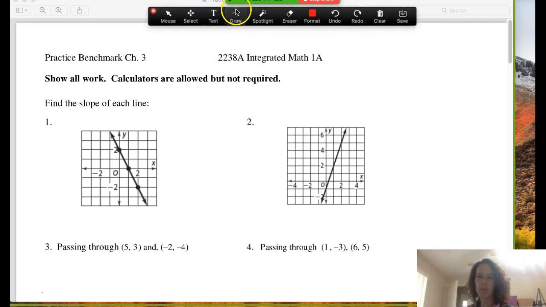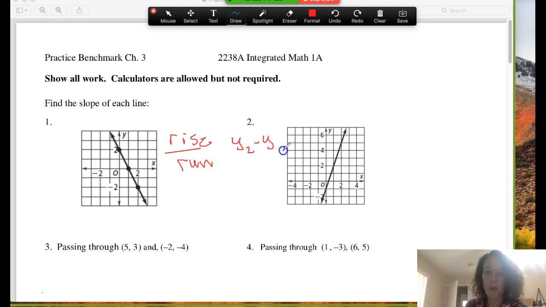So let's go over some of these problems. First, we're going to find the slope of each line. Remember, slope is rise over the run, or change in y, y2 minus y1 over x2 minus x1. Meaning the rise, if you rise up, you would find the difference between the two y points. And if you run over, you would find the difference between the two x points.